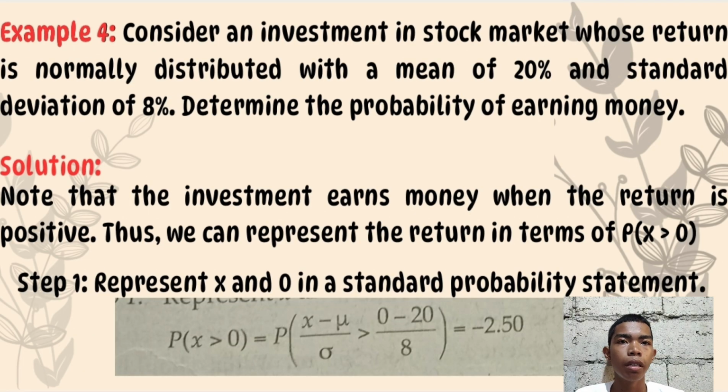Example 4. Consider an investment in the stock market whose return is normally distributed with a mean of 20% and a standard deviation of 8%. Determine the probability of earning money. Solution. Note that the investment earns money when the return is positive. Thus, we can represent the return in terms of probability x greater than 0. So, step 1. Represent x and 0 in a standard probability statement. Probability x is greater than 0 equals probability x minus population mean over population standard deviation greater than 0 minus 20 over 8 equals negative 2.50.